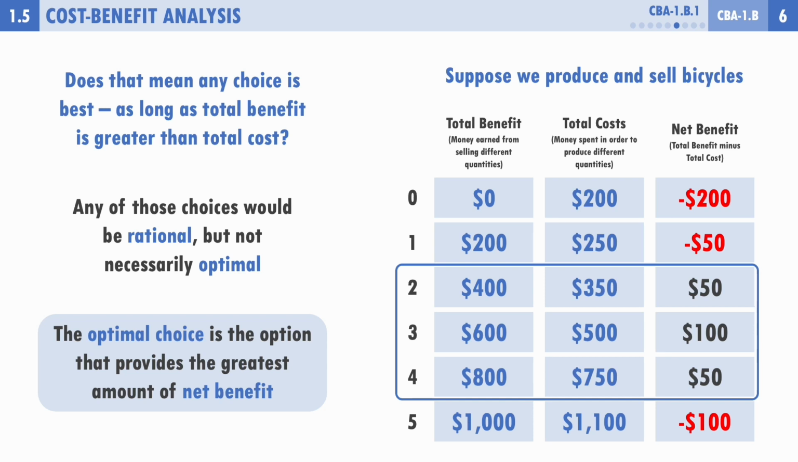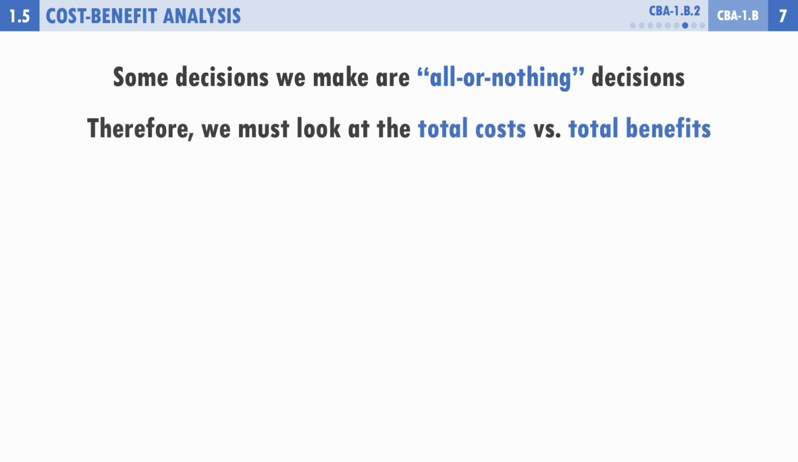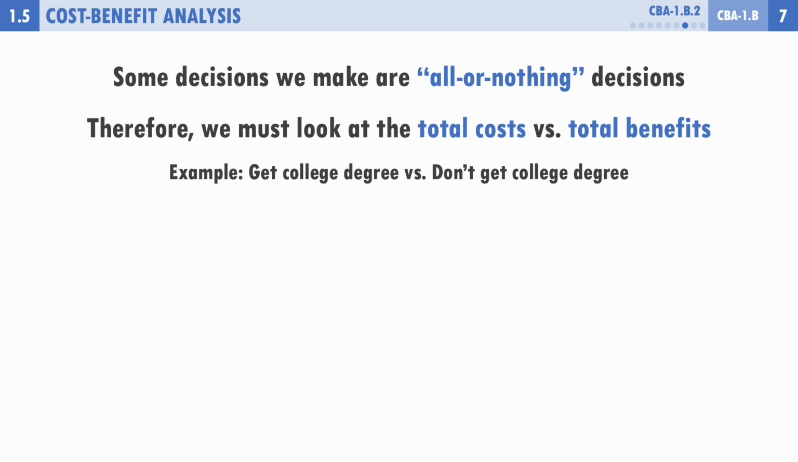Now, keep in mind, some decisions we make are all or nothing decisions when it comes down to it. Like, we have to look at the total cost versus the total benefits. We'd already sort of looked at that example of getting a college degree versus not getting a college degree. Typically, you commit to all 4 years to get the degree versus not going at all. But we see that's not always the case with our decisions, and it's actually not always best to make decisions as all or nothing decisions.